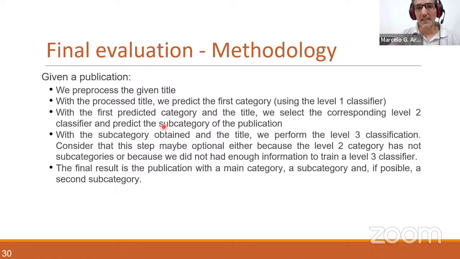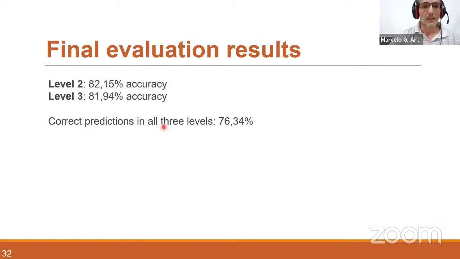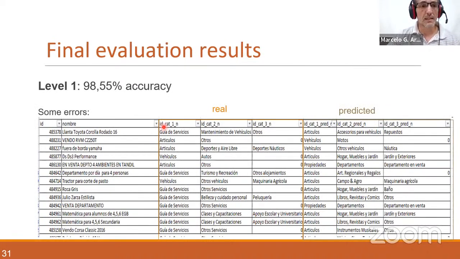With the title and the first level category predicted with the first classifier, we select the second classifier. This second classifier also takes as input the title, predicts the second level category, and so on. And we have here the results. For level 1 category, we obtain 98% of accuracy. Here we can see some errors, so maybe the wrongly classified instances may have a second chance.